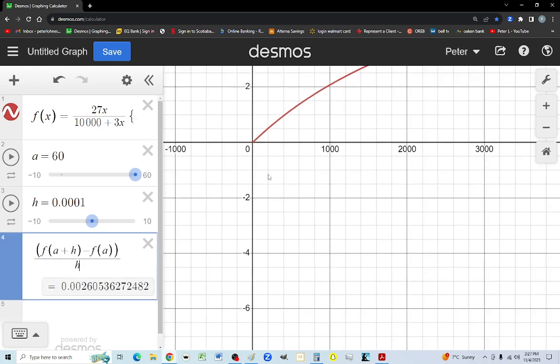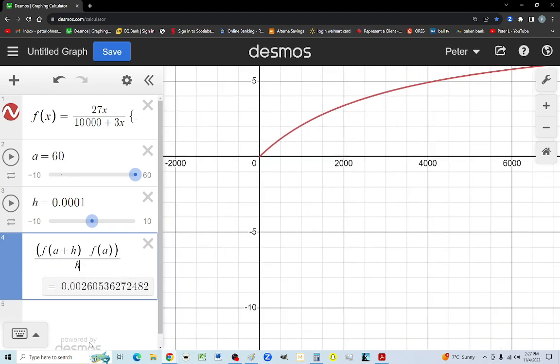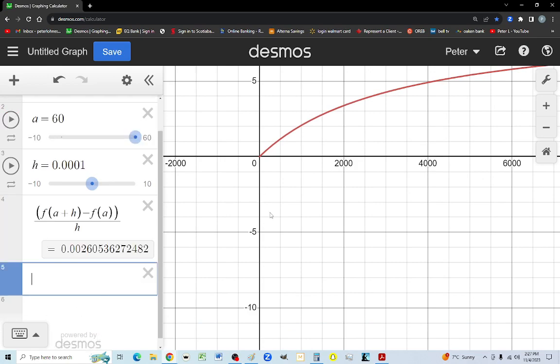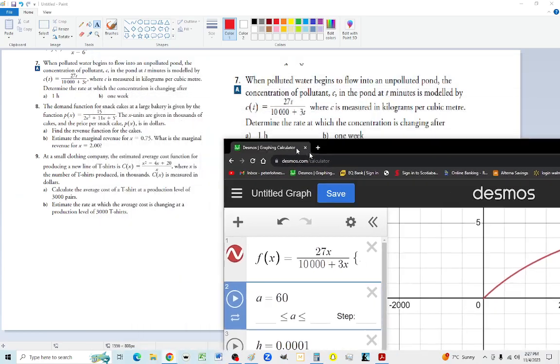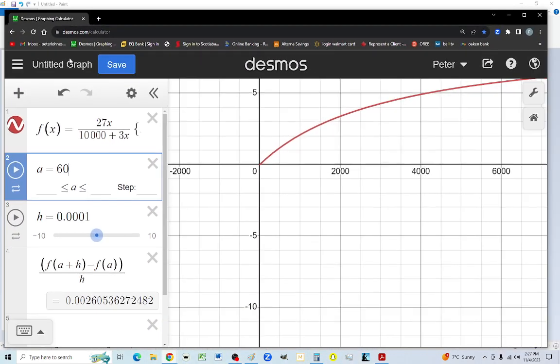And it is that. Okay, because this is drawn a little bit weird. And so that's the rate of change. It's barely increasing at 60. Now let's do it for 10,080, was it? 10,080. And that's all you have to do, is change the A.